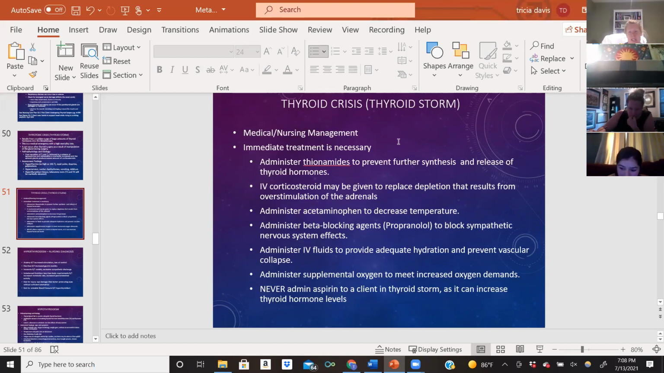IV corticosteroids may be given to replace the depletion that comes from overstimulation of the adrenal glands. Remember, we said they're going to be secreting large amounts of corticosteroids, so then these levels are going to be low. We know these patients have extremely high temperatures, so we're going to give them acetaminophen to help bring down the hyperthermia. They're going to have hypertension, so we're going to administer beta-blocking agents. Propranolol is one of the major ones that they use because it helps block the sympathetic nervous system effects.